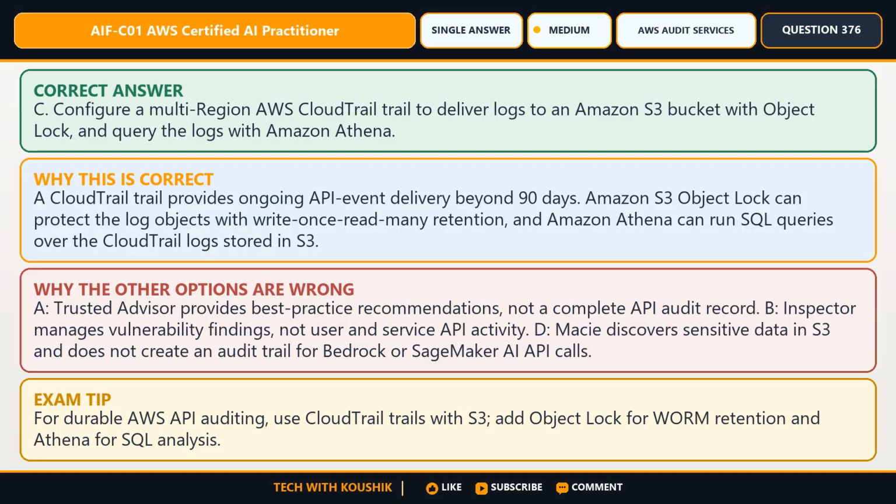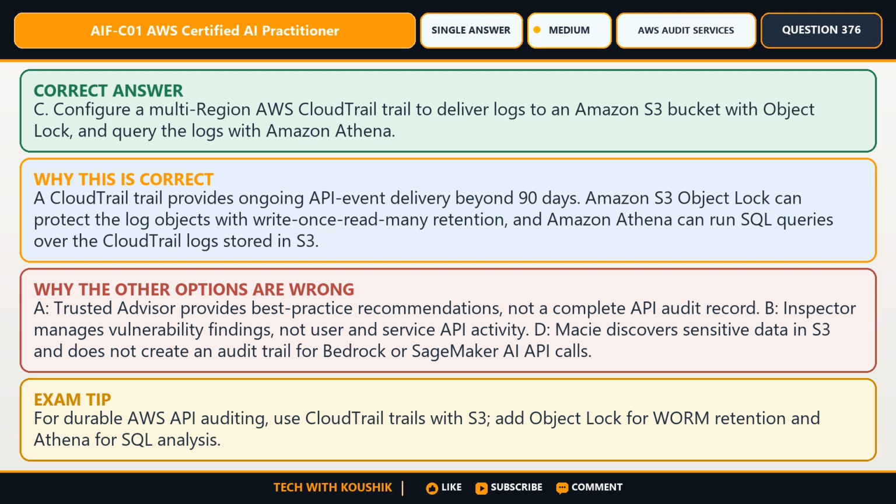After elimination, select C. Configure a multi-region AWS CloudTrail to deliver logs to an Amazon S3 bucket with Object Lock and query the logs with Amazon Athena. Here is the reasoning that confirms the answer. CloudTrail provides ongoing API event delivery beyond 90 days. Amazon S3 Object Lock can protect the log objects with write-once read-many retention, and Amazon Athena can run SQL queries over the CloudTrail logs stored in S3.